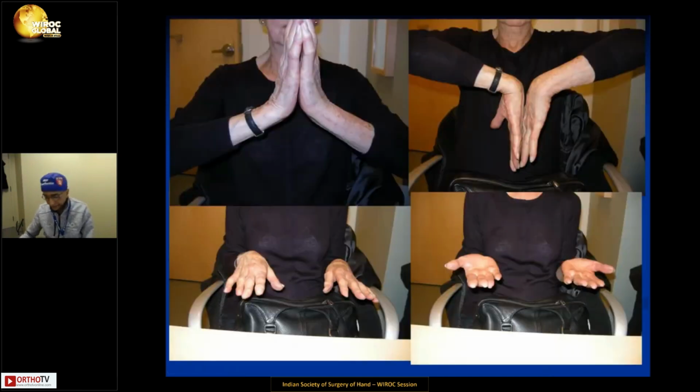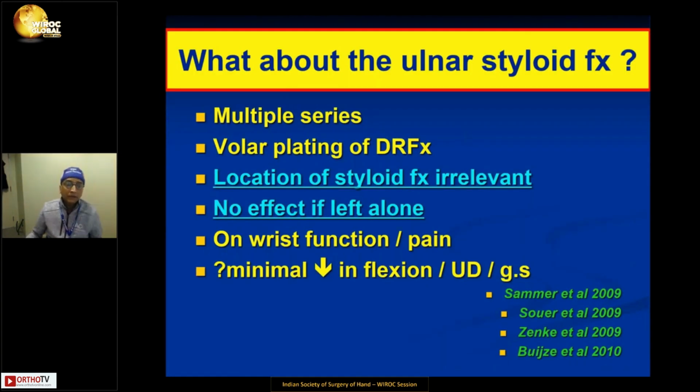So finally, what I get asked about is, when do you fix the ulnar styloid? Well, let me dispel that notion. In my opinion, ulnar styloid needs fixation less than 1% of the time. There are multiple series that have looked at distal radius fractures with ulnar styloid fractures, and they found that the location of the styloid fracture is irrelevant to outcome. No effect on outcome if left alone. There may be a slight reduction in flexion, ulnar deviation and grip strength, but this is not of any statistical significance. The papers that have been quoted on the right support this theory.